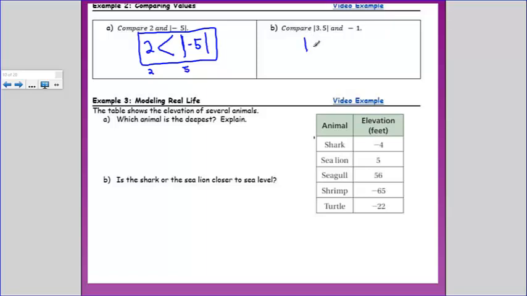Let's try the next one. Compare. Again, this would read the absolute value of 3.5 and -1. The absolute value of 3.5 is how far 3.5 is from 0. So that's 3.5. -1 is still -1. Does not have any symbols with it. The first one is greater. I'm going to put the answer on the original question and box it in.